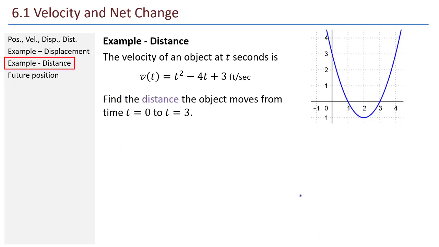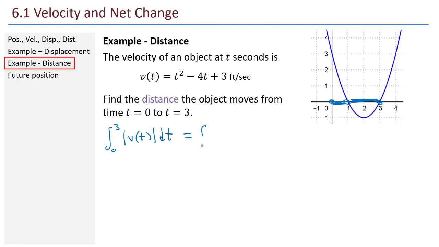Let's find the distance of this object over that same period of time. So I will evaluate the integral from 0 to 3 of the absolute value of v of t. Now here's the cool trick. I'm going to split this up. When you have to integrate absolute values, here's what you need to do: split up your interval into sections where the function is positive and sections where the function is negative.